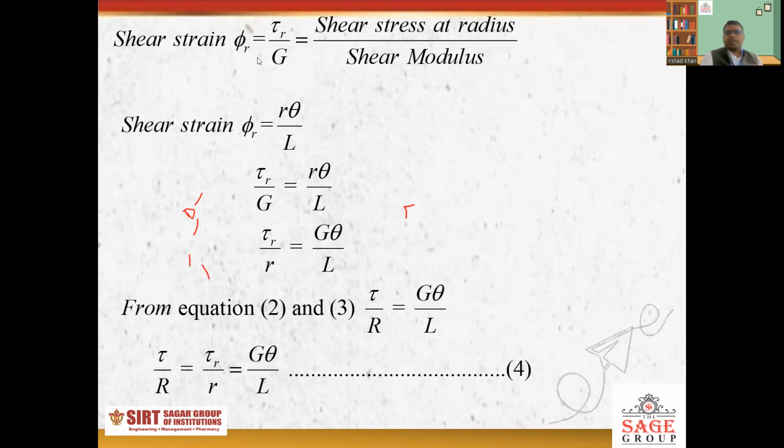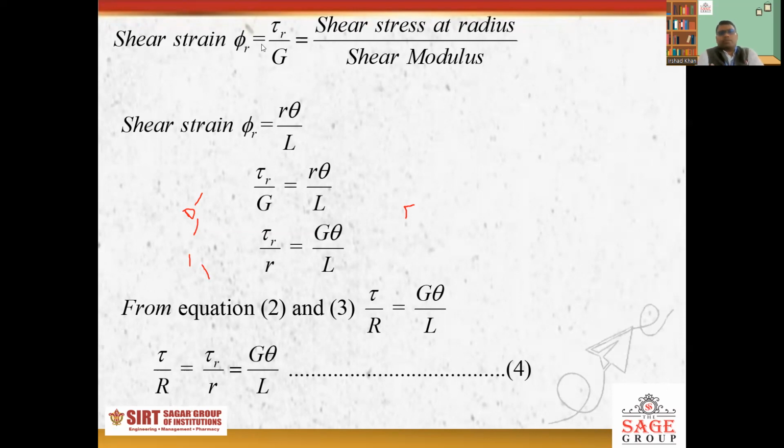Shear strain phi r at this radius small r. So we can write the shear strain at the radius r upon G, where G is the shear modulus, or modulus of rigidity. Both are the same thing. And the shear strain at a radius r is theta by L, which we have already got in the previous slide.